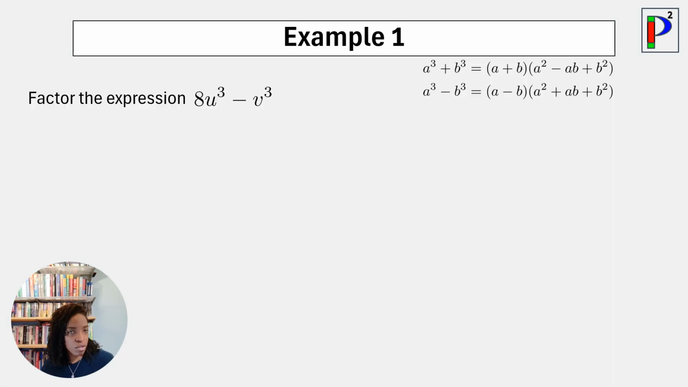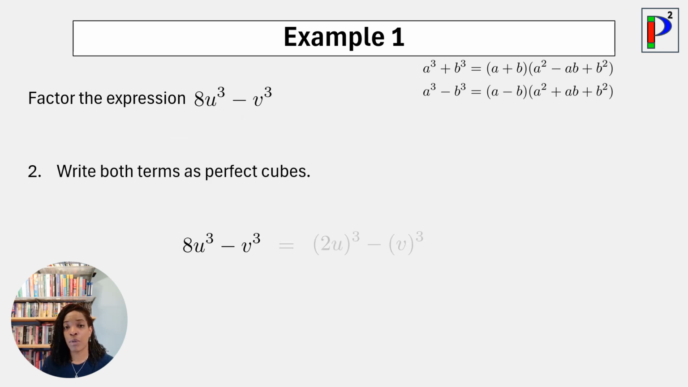Let's try one together. 8u to the third minus v to the third. So I look for a GCF. I don't see one. I'm going to check my requirements. This is a binomial because it has two terms. And it is a difference. Can it be written as two cubes? It most certainly can, 2u cubed and v cubed. So great, let's get started.